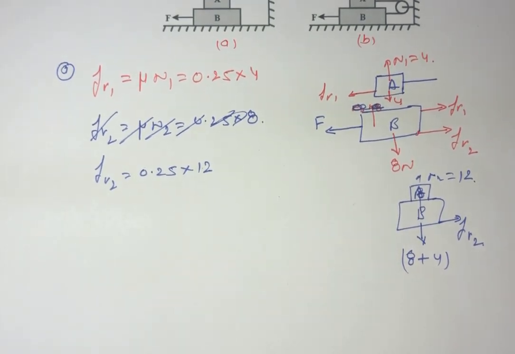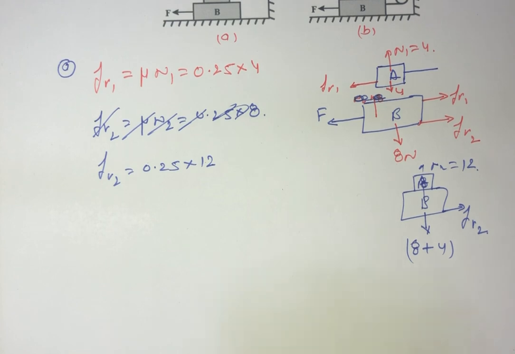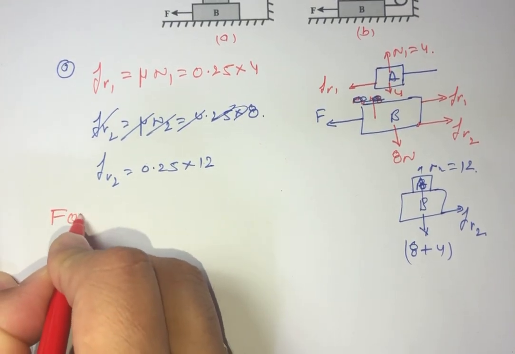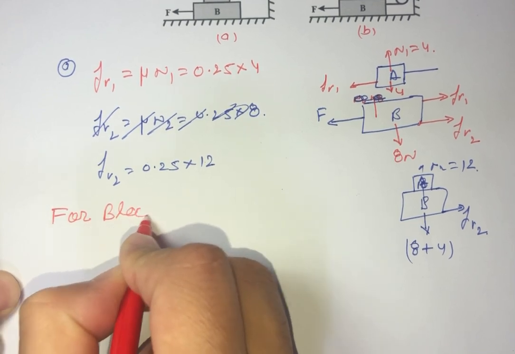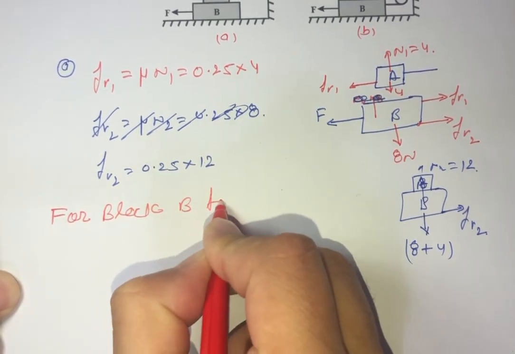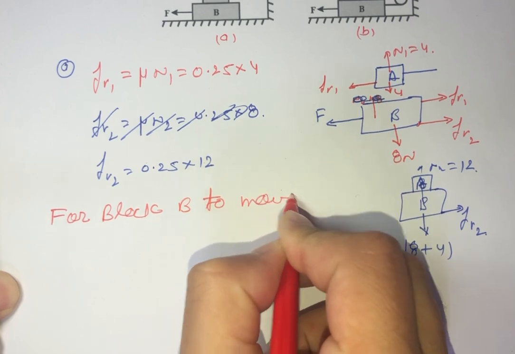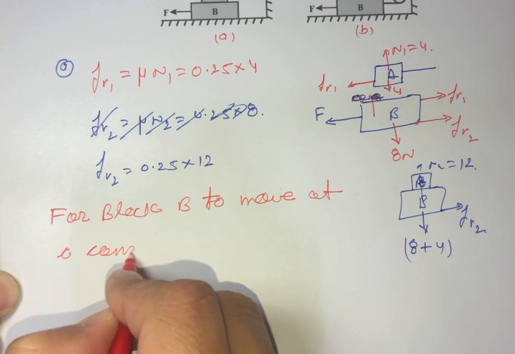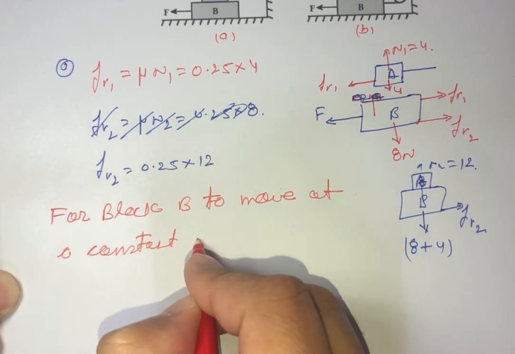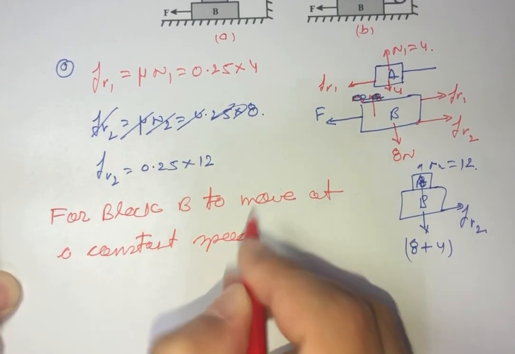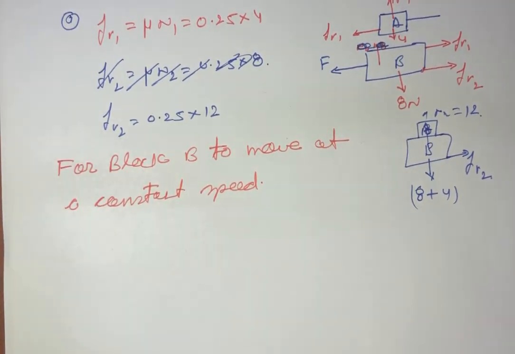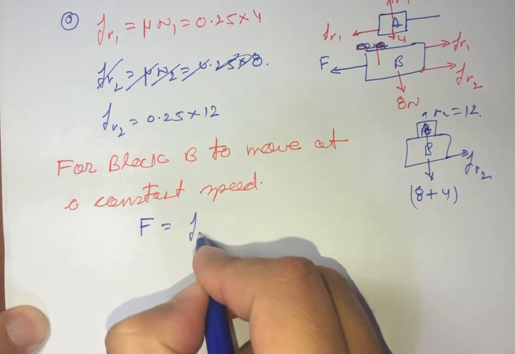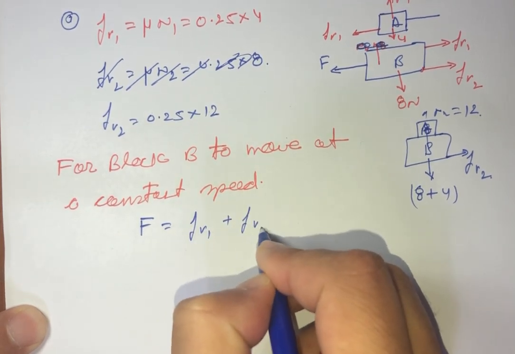Now for the block B to move at a constant speed, the applied force F should be equal to Fr1 plus Fr2.